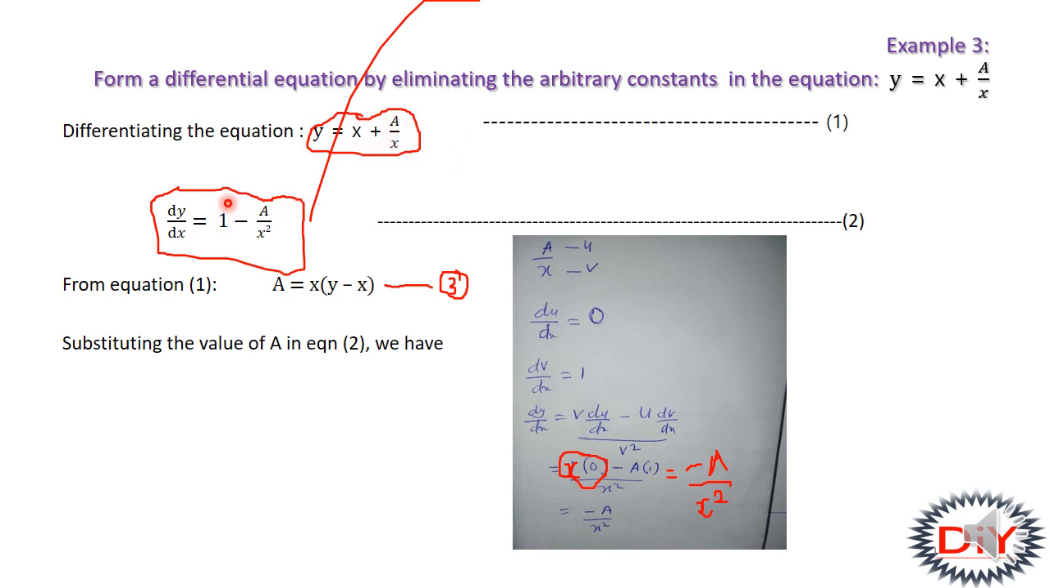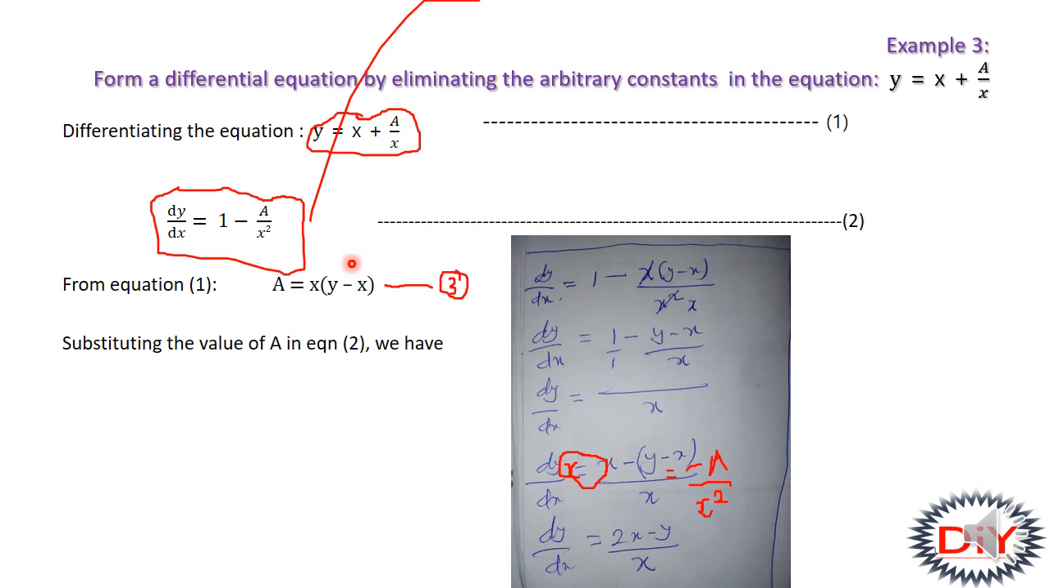Now we have equation 2. After differentiating equation 1, we have equation 2, which is dy over dx equal to 1 minus a over x square, which you have already seen how it came about here. Now if you substitute wherever we see a in equation 2, we put this value, which is the value of a. That is what I actually did here.